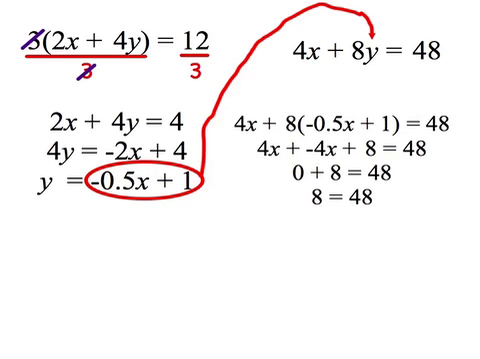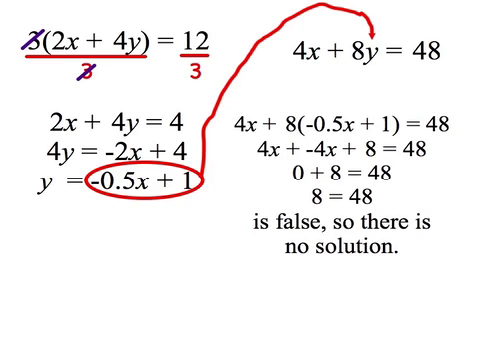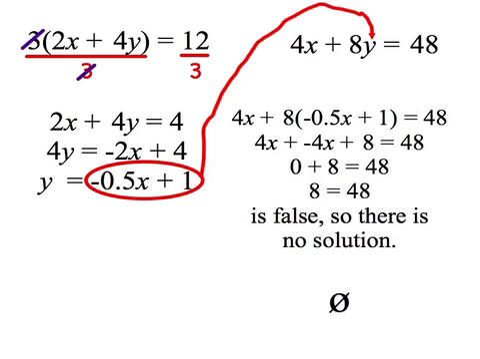Or another way to say it is just that 8 is equal to 48. Well, we know that's false. That's how we know that there's no solution for this system. When we solved this system graphically, it was much easier to see why there was no solution. We saw two parallel lines that never intersected.